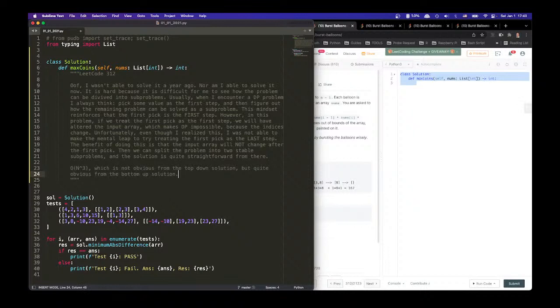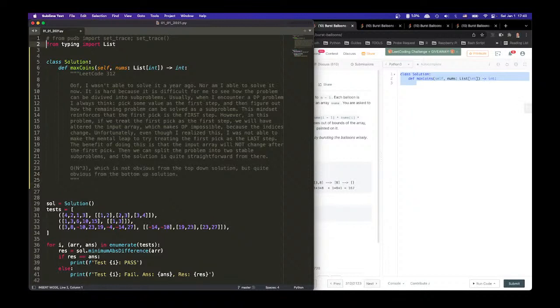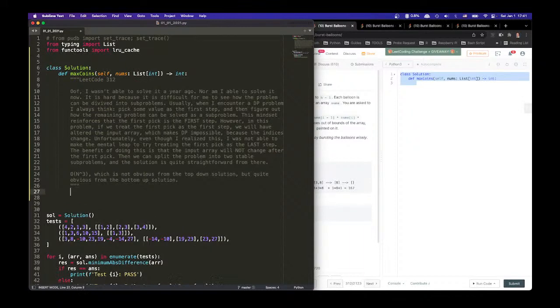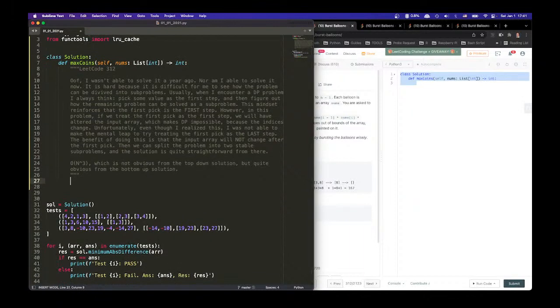Do we even want to do a bottom-up solution? I don't even know. But I do think we can still use functools import. I think we can still use LRU cache. I don't know why I didn't use LRU cache. Yeah, so we do need new nums. I'm going to use the same thing. Basically we just add a 1 to each side.